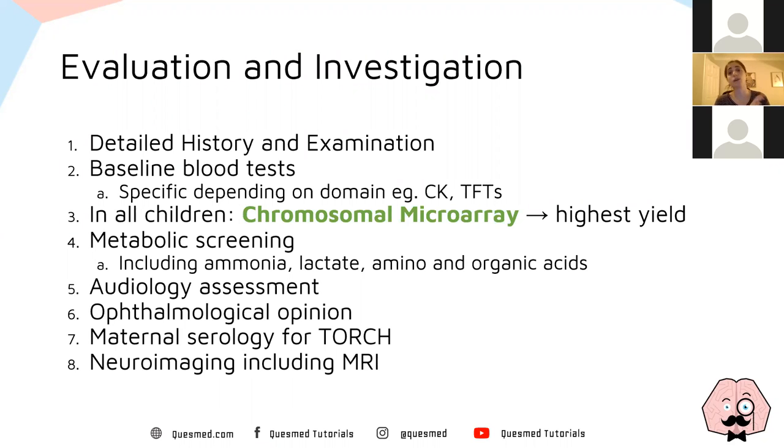And then in older children, we do chromosomal microarray, which is the highest yield, although it used to be karyotyping. And then you do other things like the metabolic screen to make sure you don't have any metabolic disorders, audiology, ophthalmology. You start looking at more specific things like infection, screen mum for TORCH infections. And we'd often do an MRI just to make sure the brain is all there.